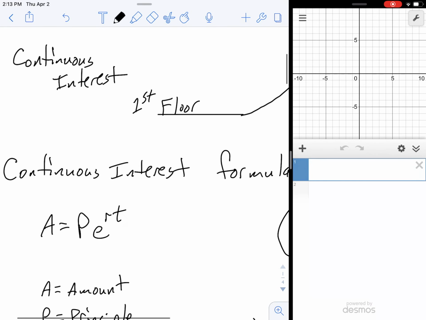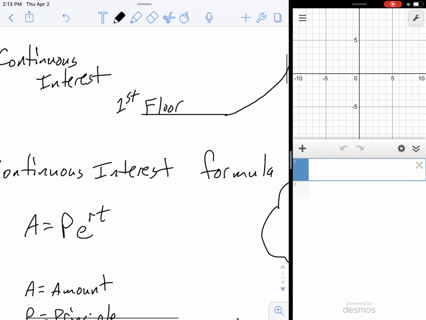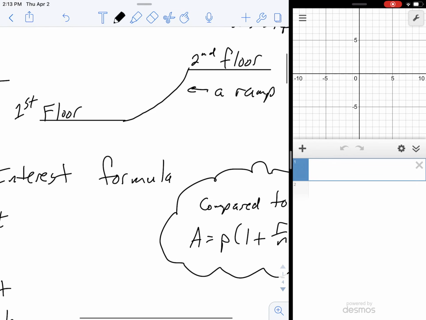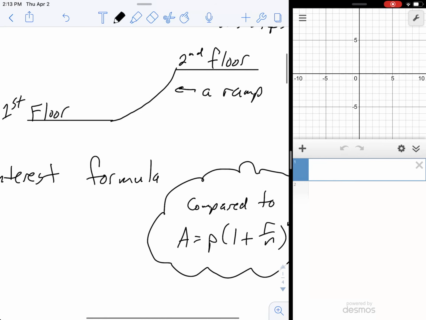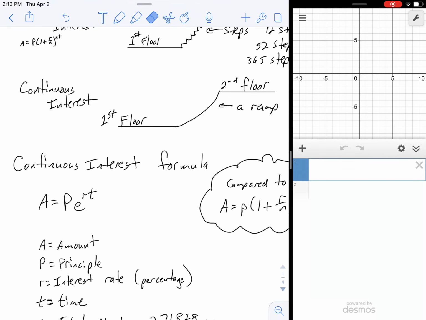So today we're going to talk about continuous interest. And that's like going from the first floor, which is the principal, to the second floor, which is the total amount, by taking a ramp. I did a curved ramp because if you think about how those exponential graphs look, they're always curved. So maybe more like a skateboard or BMX type ramp. But the idea is it's a smooth transition. There are no individual little steps that get you up there. It's just one smooth ride. So that's the analogy of continuous interest.